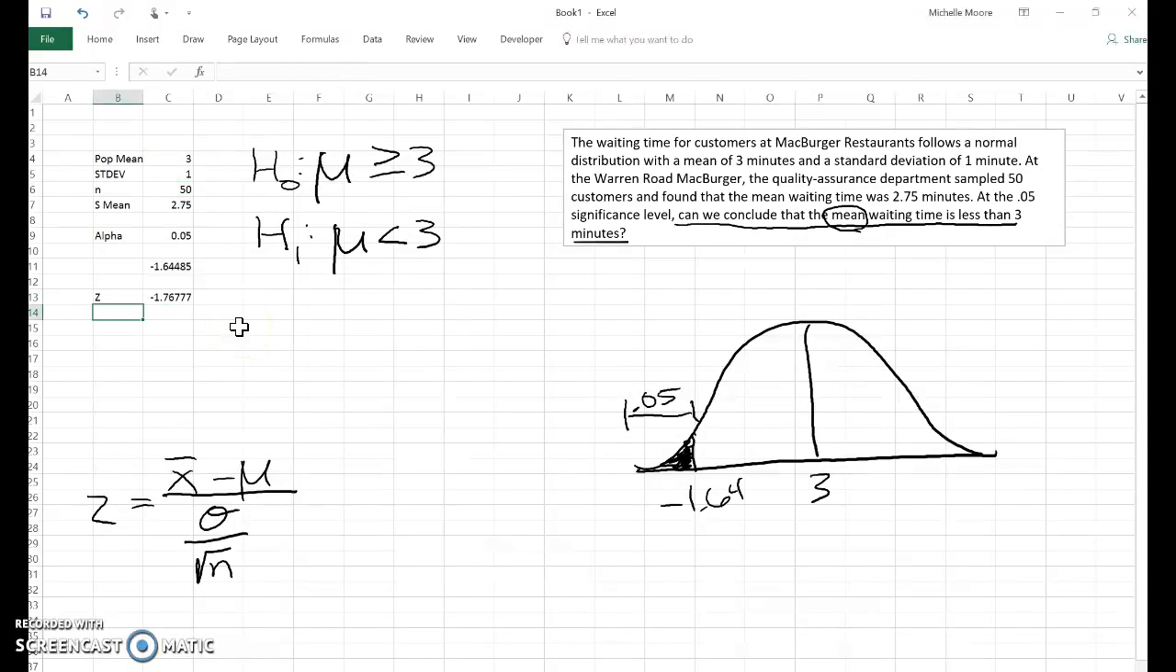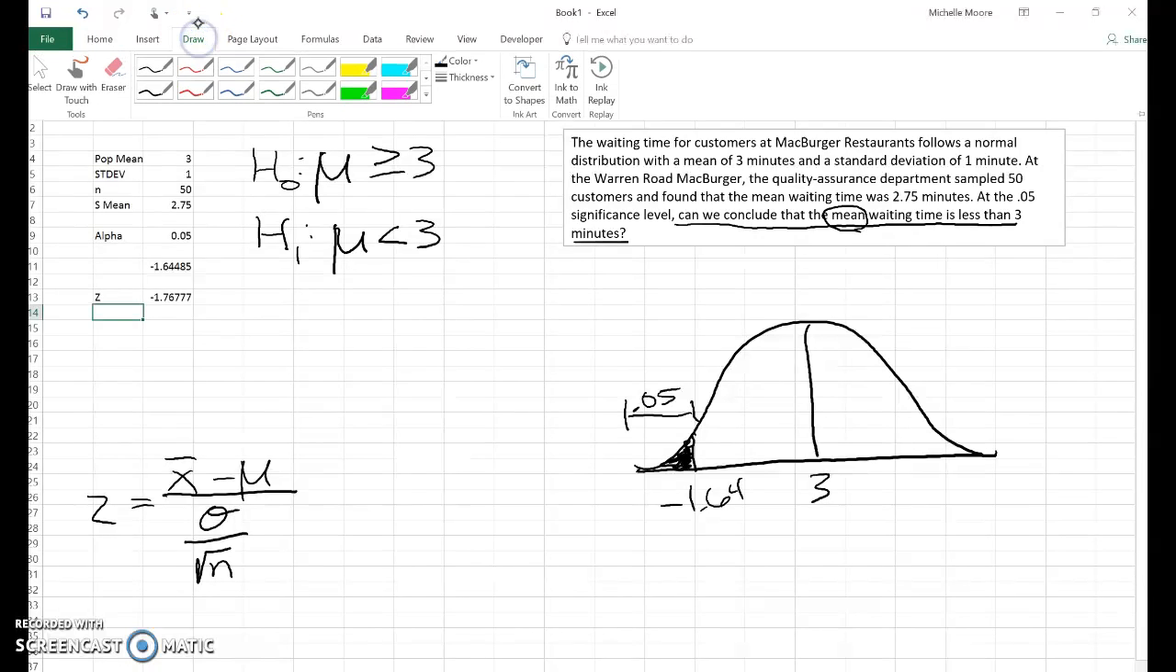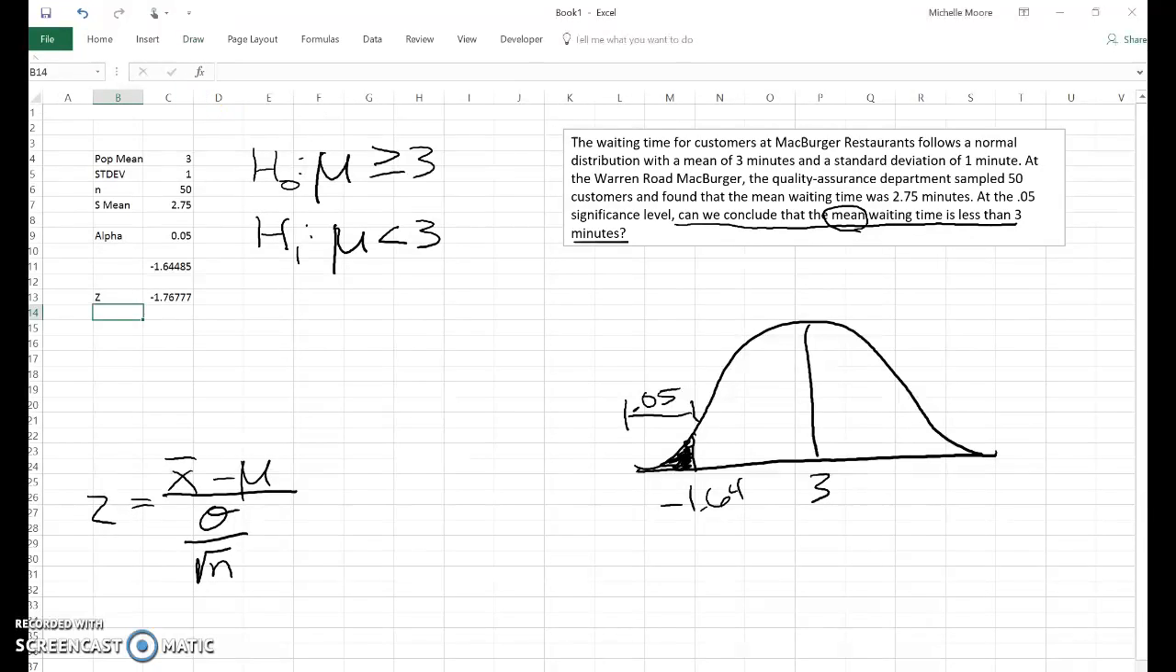Okay, so we get a z-score of negative 1.76. Let me see, this is the first time I've actually used this computer drawing with a color here. So now I'm going to go ahead and change my color. So we end up with negative 1.77 really if we round. And negative 1.77 really falls like right here.